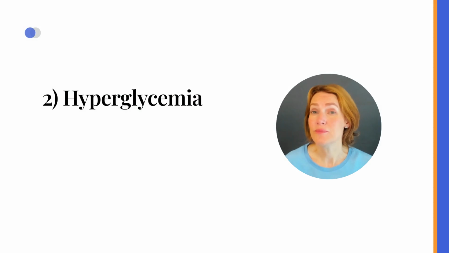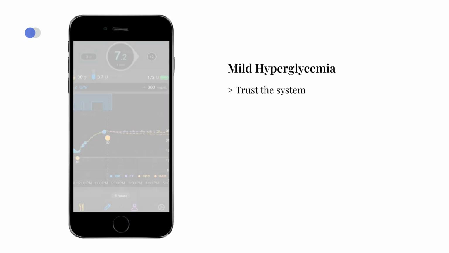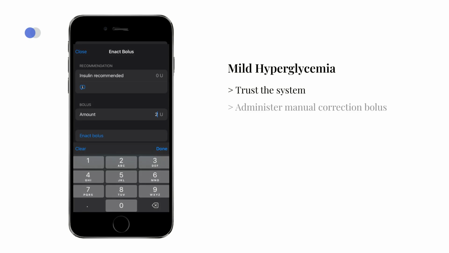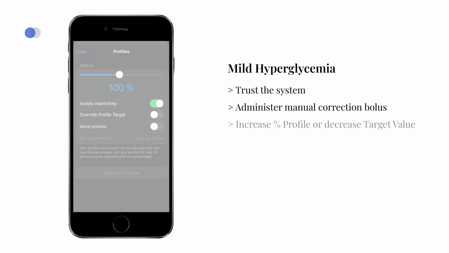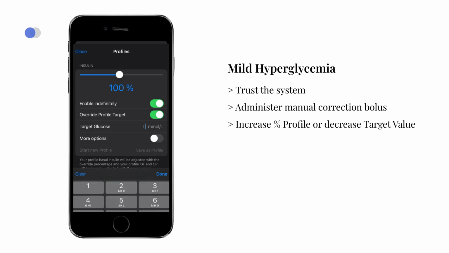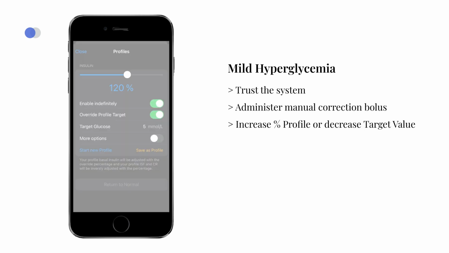2. Hyperglycemia. In the case of mild hyperglycemia, it is generally recommended to trust iAPS and allow the system to work on its own. However, you can consider giving a manual correction bolus using the bolus calculator without entering carbohydrates. To address hyperglycemia, you also have the option to increase the percentage of insulin release in your profile or temporarily set a lower target value.